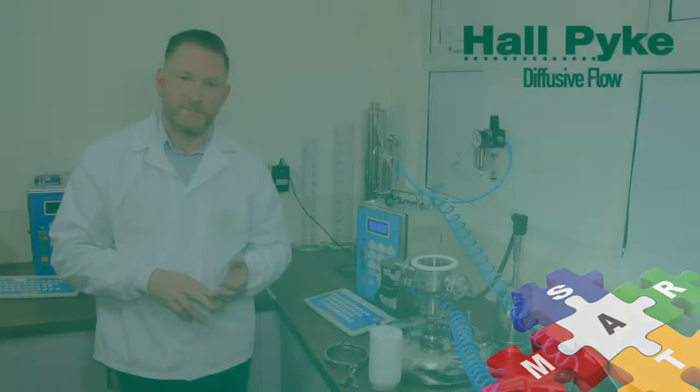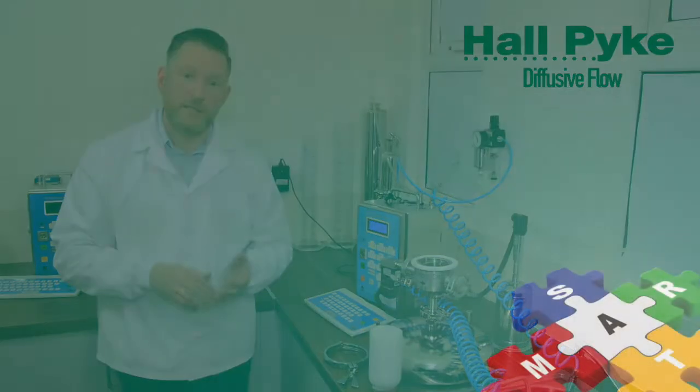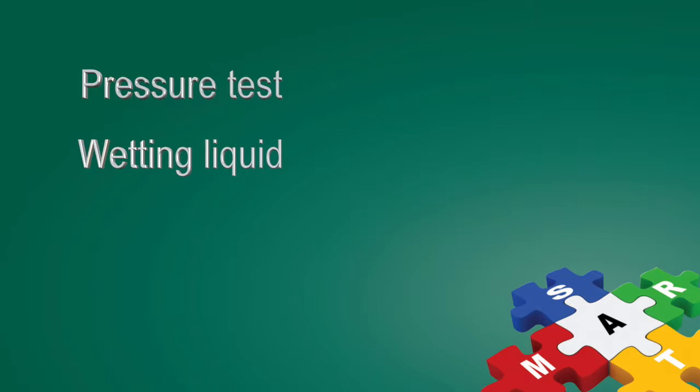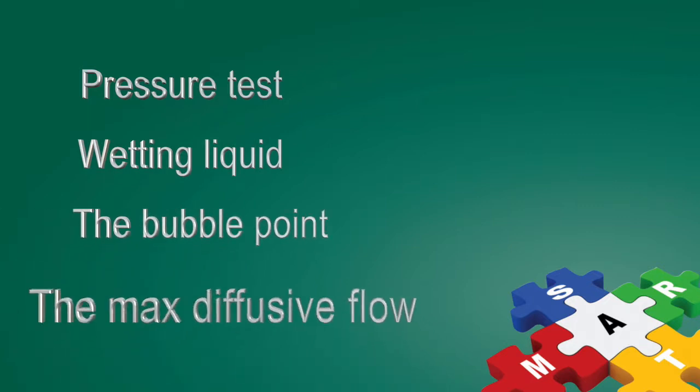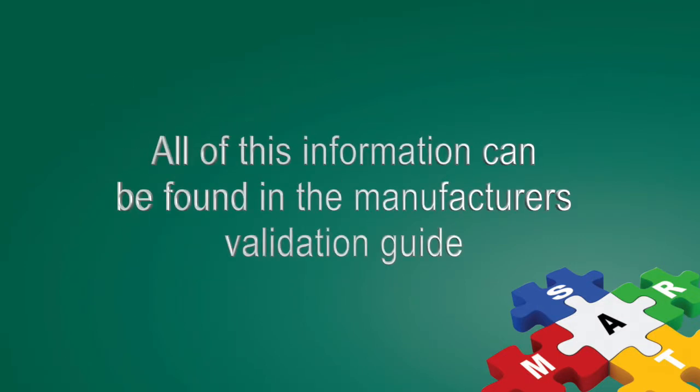Test parameters. The test parameters that are required can vary depending on the type of test. The parameters that are required are the pressure test, the wetting liquid, whether it's IPA or IPM water, the bubble point, the max diffusive flow, but all this information can be got from the manufacturer's validation guide.